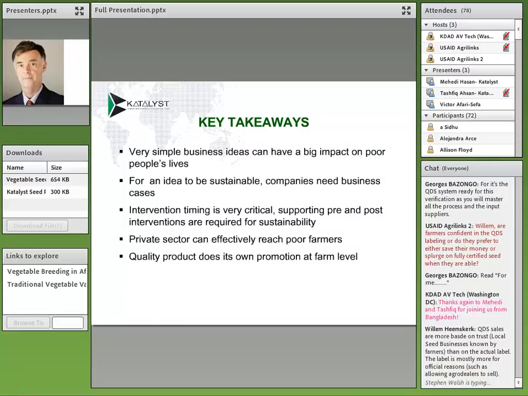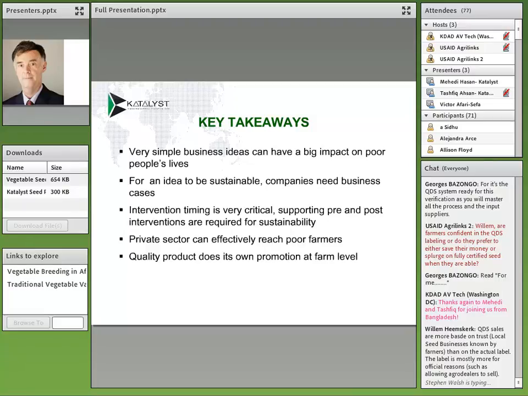And the key takeaway from this presentation will be: the idea was very simple. As you can see, a very simple business idea can have a big impact on poor lives. We should not focus on complex things only. Rather, simple ideas can change the lives of thousands of poor farmers.